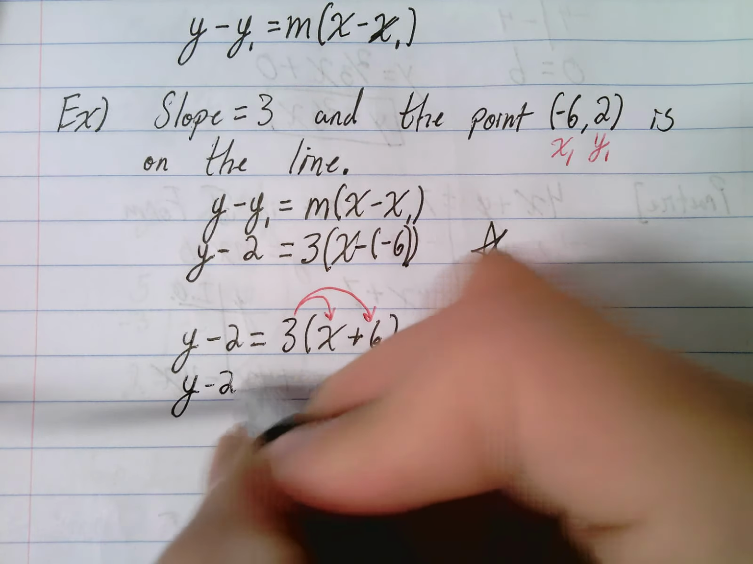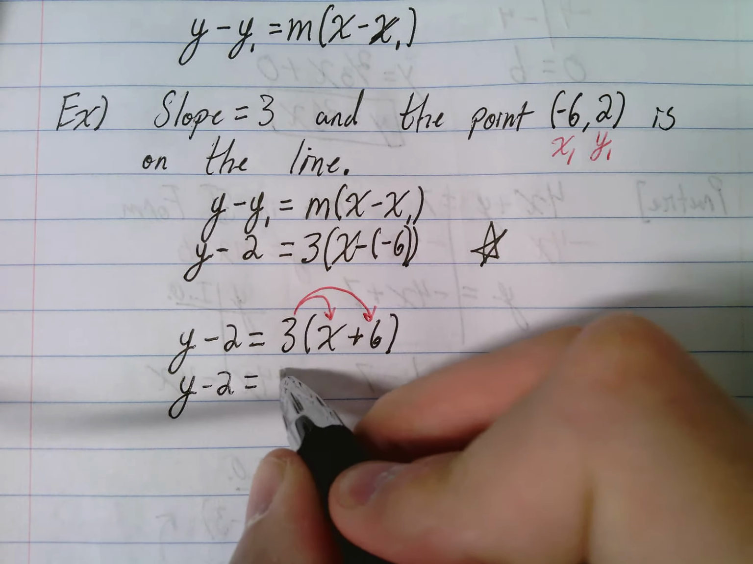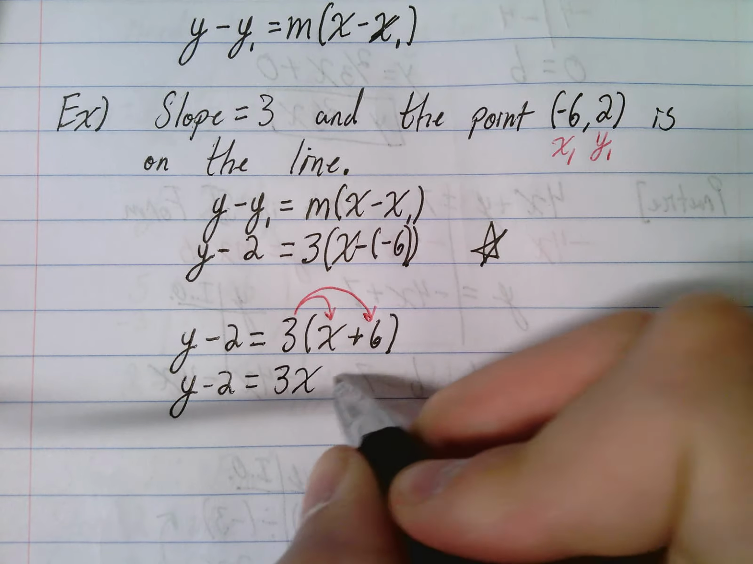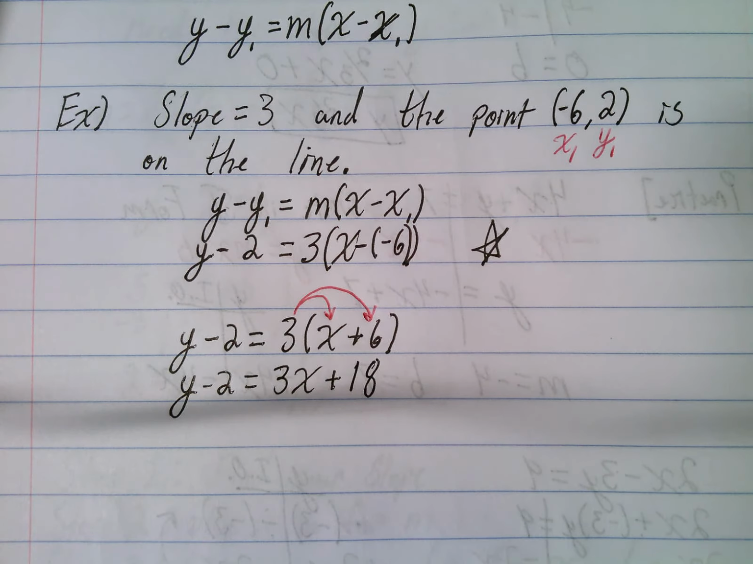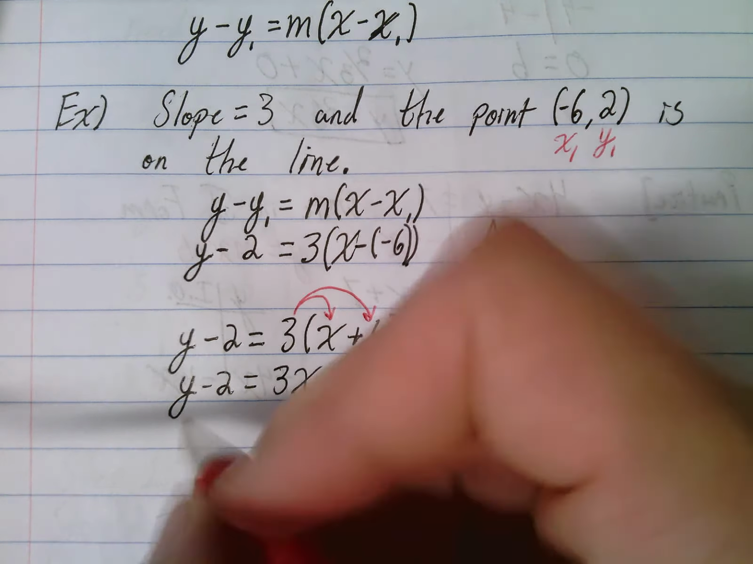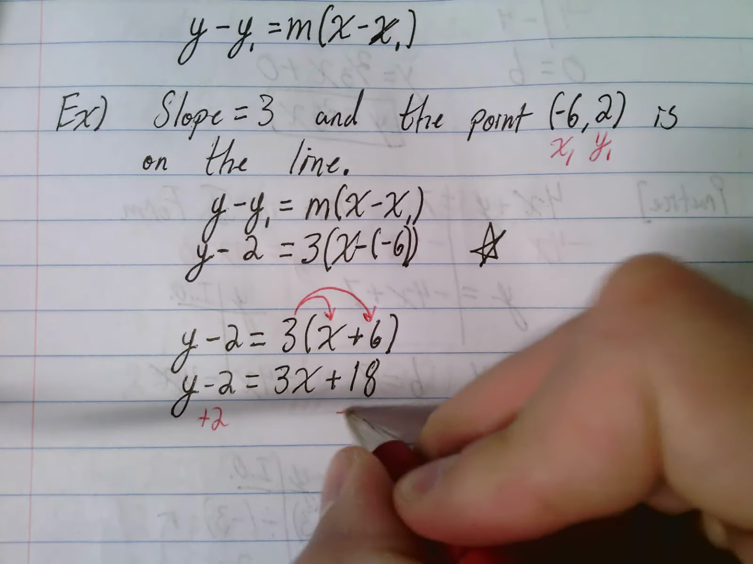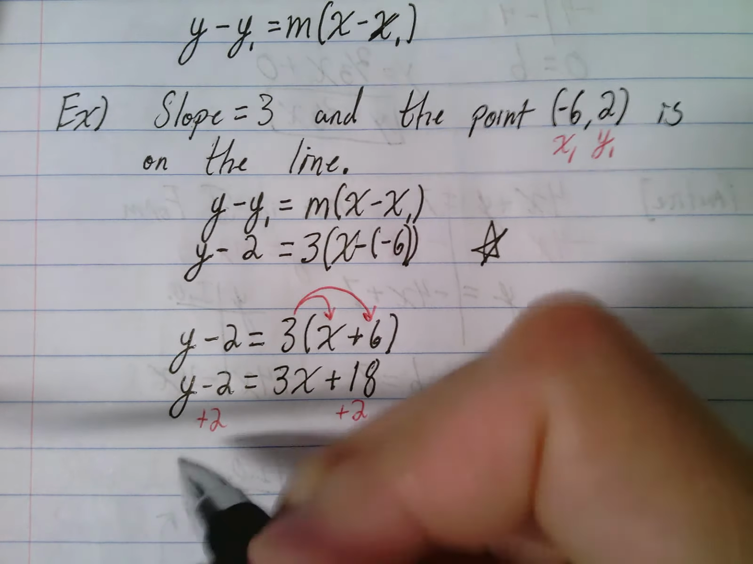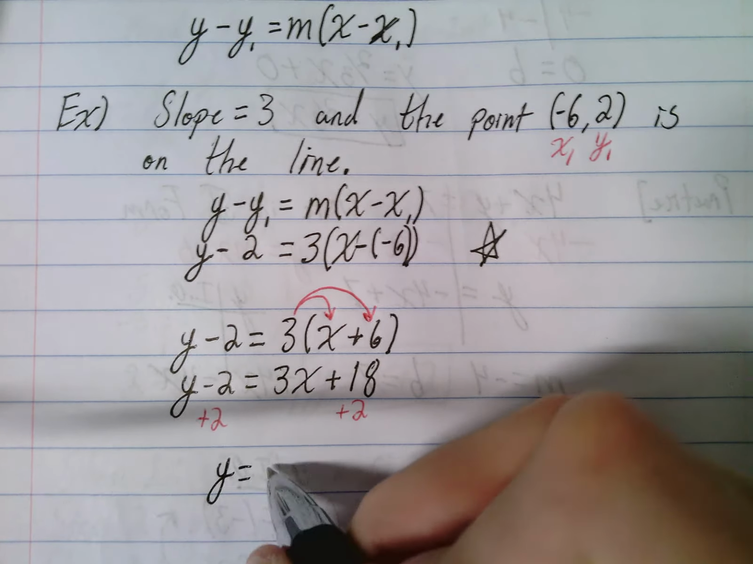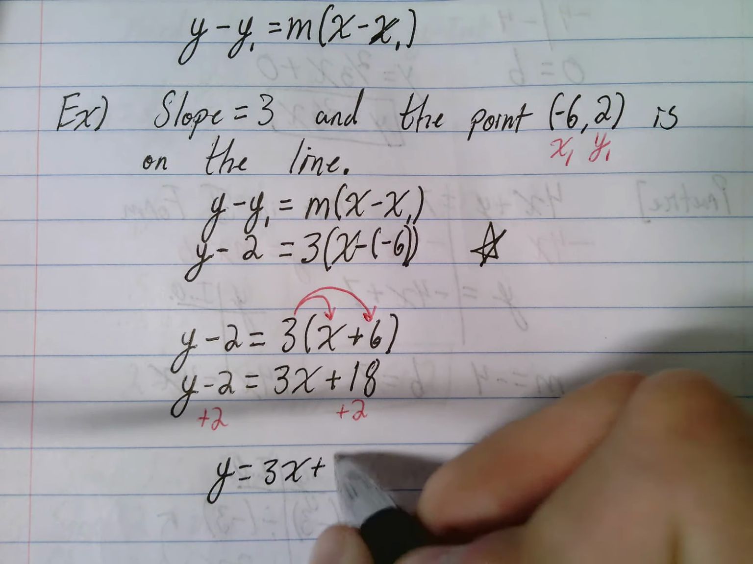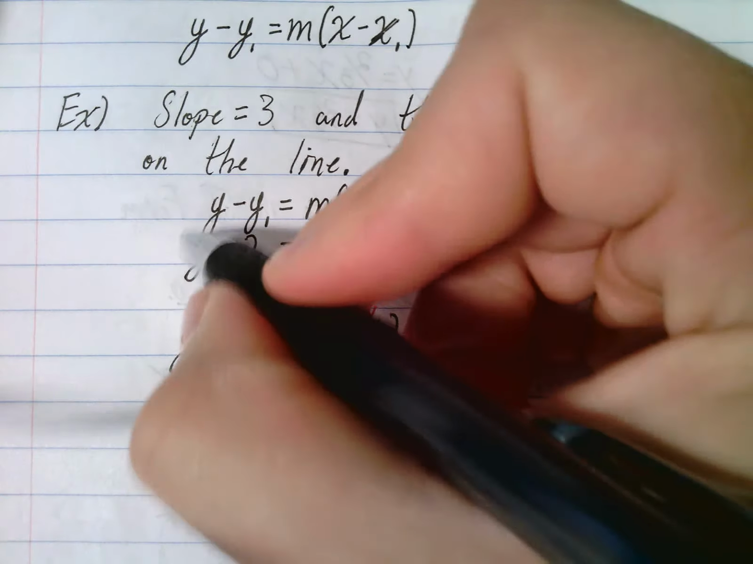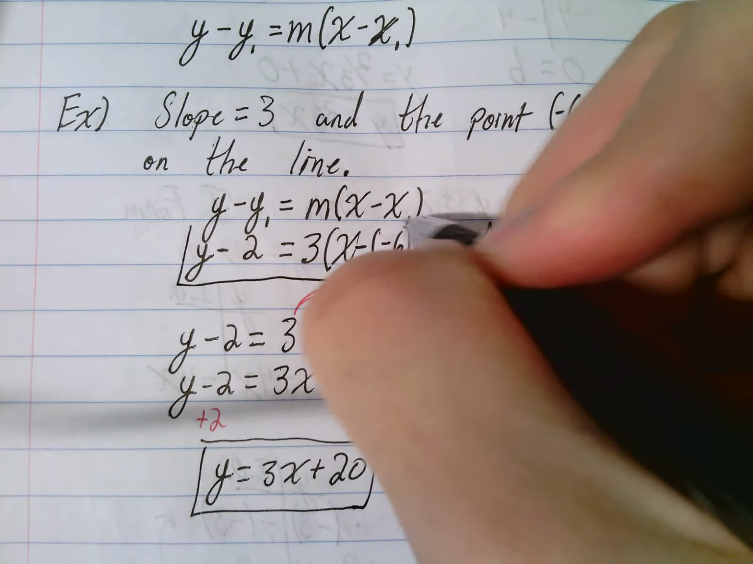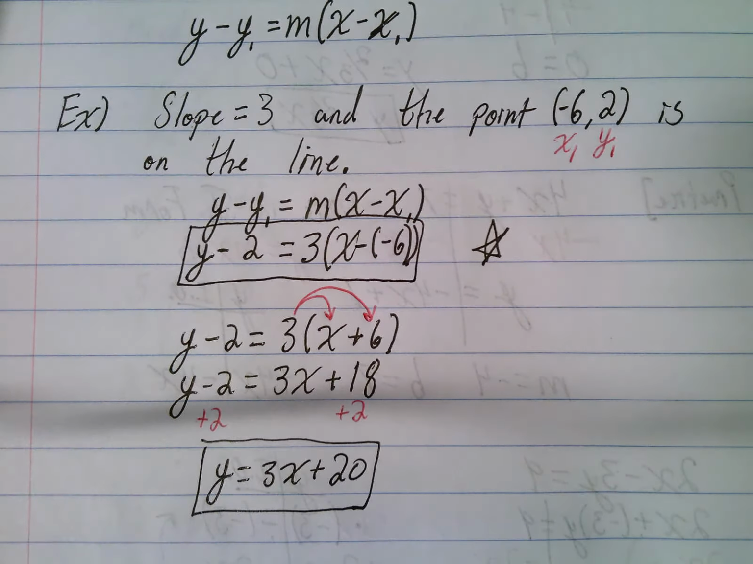So we get y minus 2 is equal to 3 times x, which is 3x, and 3 times 6 is 18. Now I just need to get y by itself, and how do I do that? Add 2. And we would get y is equal to 3x plus 20. Do you think it's very hard, or does it seem very difficult to convert to slope-intercept form?